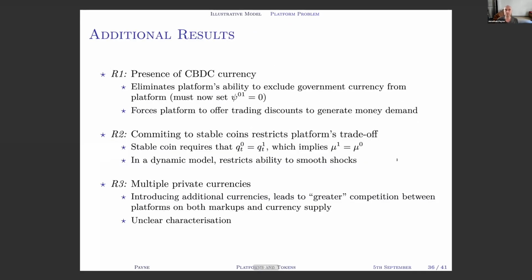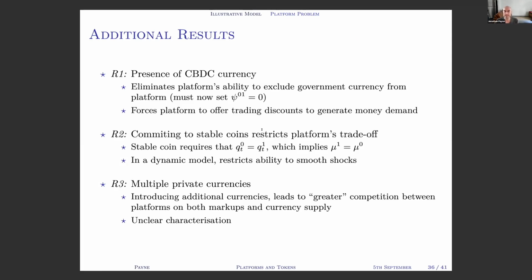So just a couple of comments then on additional results. I'm not going to go through any maths here, but just to say, what happens if you introduce a central bank digital currency? Well, that really eliminates the platform's ability to exclude the government currency from the platform, right? You now have to allow it. You can't somehow only have your own currency accepted. And that really forces the platform to offer trading discounts if they want to make their money valuable, right? You're going to have to subsidize trading in the currency. So the presence of a central bank digital currency makes it a lot harder to extract private digital currency revenue. It's going to shut it down.